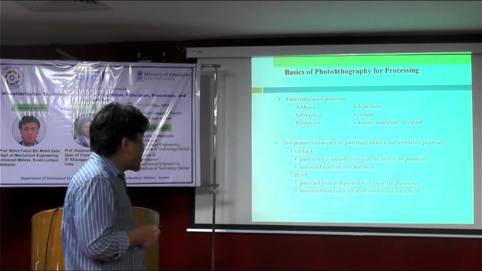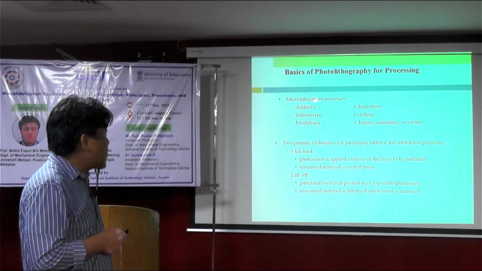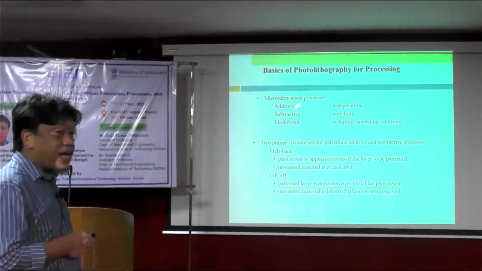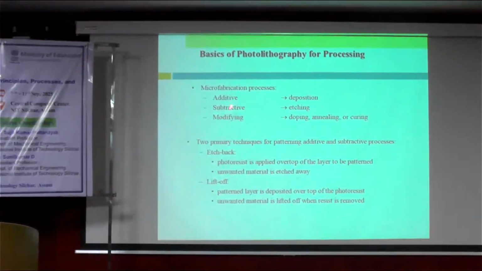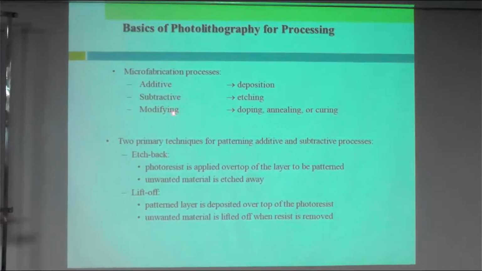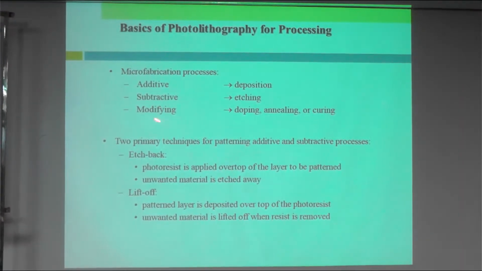For microfabrication, photolithography is about process. If you want to add some structure or remove some materials and modify a certain design, it's about depositing materials, or subtractive, which is about etching, and modifying is about doping, annealing, and curing. So that is about photolithography. And the two primary techniques for patterning, the additive and subtractive processes, are etch back and lift off.